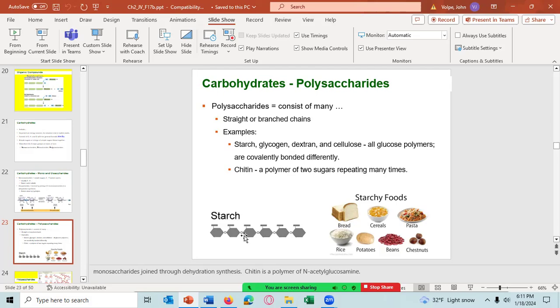Here are some examples of some starchy foods. Starch: bread, cereals, pasta, rice, potato. Everybody knows these are starchy foods. A lot of people don't know that beans and chestnuts are starchy foods too. And beans do have protein. They even have lipids, but they are about a third starch. Beans are actually about a third carbohydrate, a third protein, and a third lipid or fat. Chestnuts are similar, although I don't know the makeup of chestnuts.